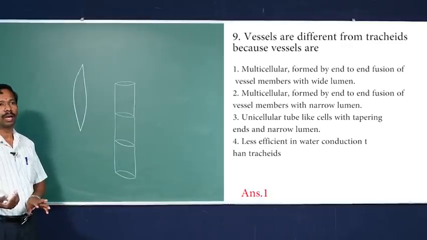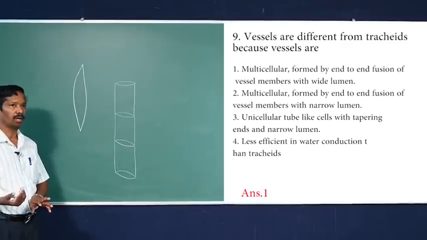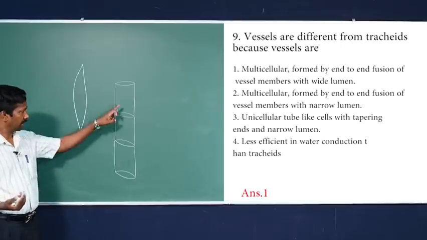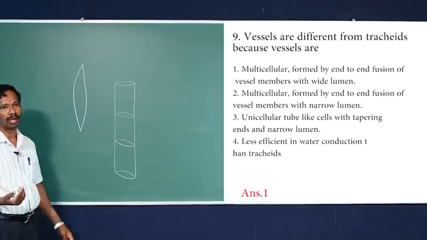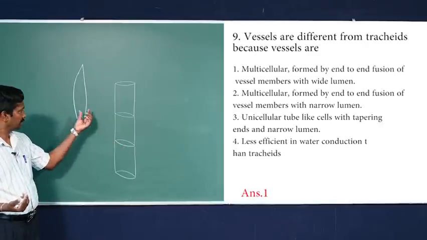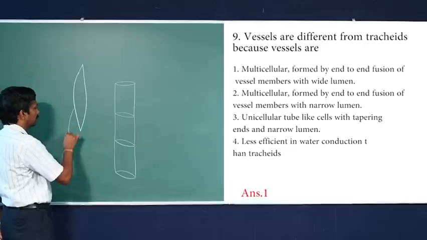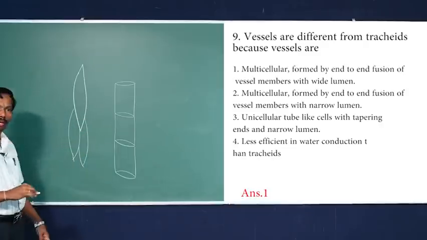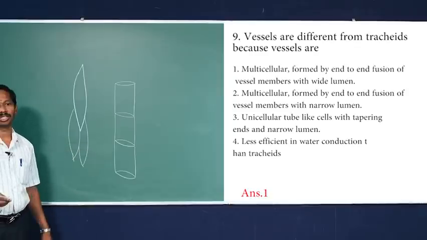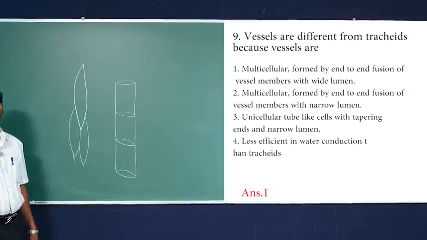So answer 1, hence the option for question number 9: multicellular in nature, formed by end-to-end fusion of vessel members with a wider cavity than that of tracheids, because tracheids form bundles but do not form a multicellular structure when compared to vessels. So option 1 for 9.